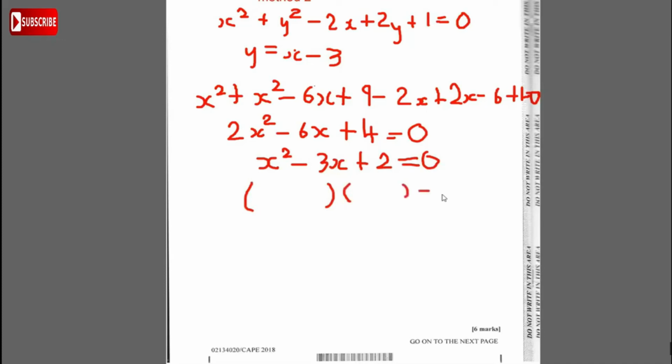Equals 0. You're going to have x minus 2 and x minus 1. Signs are the same, but both of them negative, so you have minus and minus. So in this case, you're getting x equal 1, or x equal 2. You're getting x equal 1, or x is equal to 2.